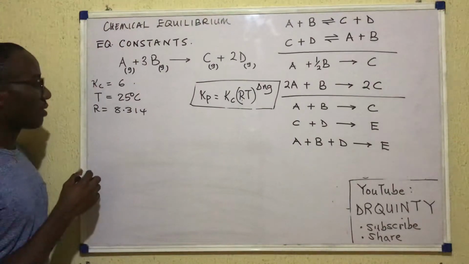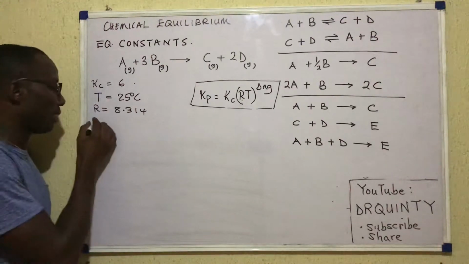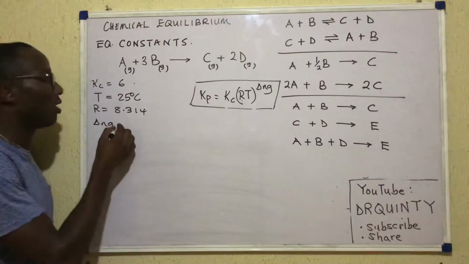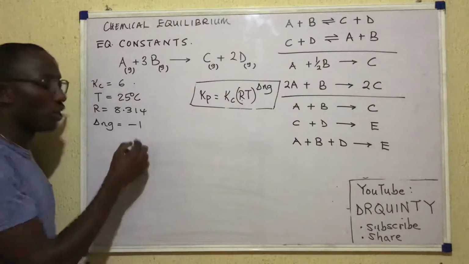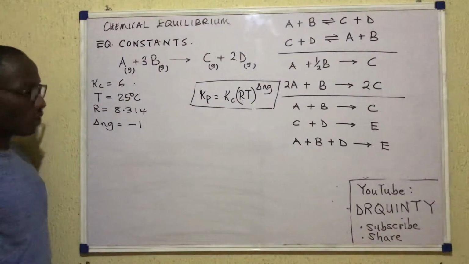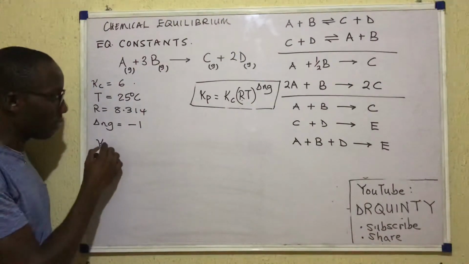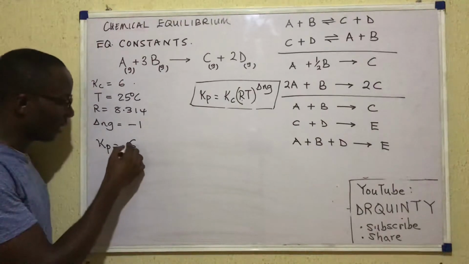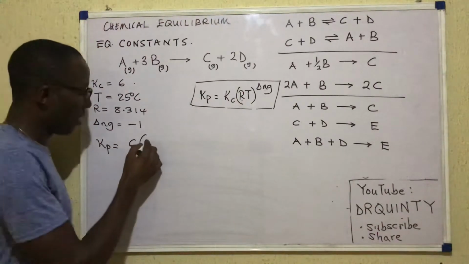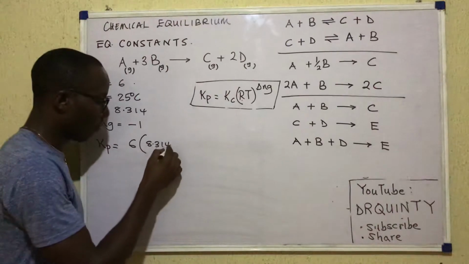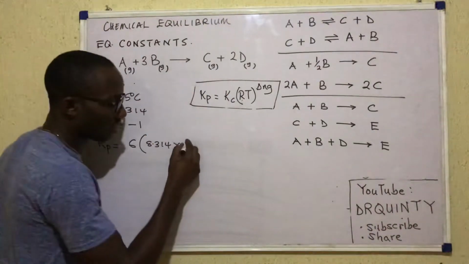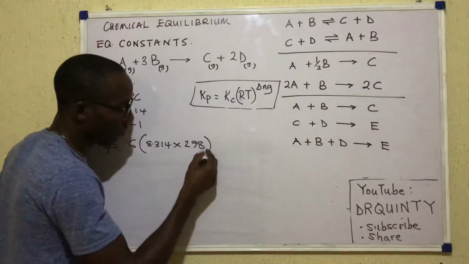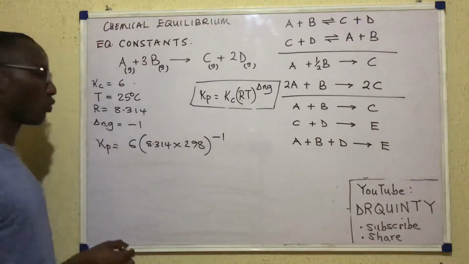So the next thing I'll be looking for is my delta Ng. Delta Ng now is 3 minus 4, and that is minus 1. We saw that before. So that finally I would say Kp equals Kc, 6, into R, 8.314, times the temperature. I won't use 25 degrees Celsius. Instead I'll use 298 Kelvin, then raised to power minus 1.